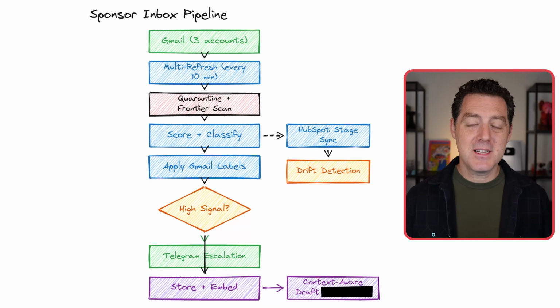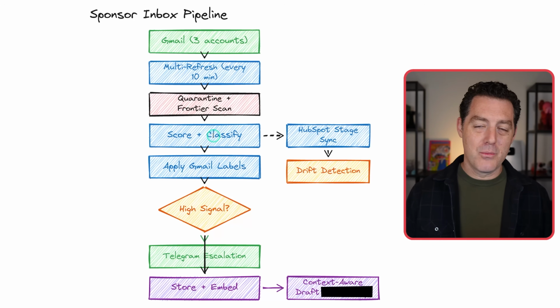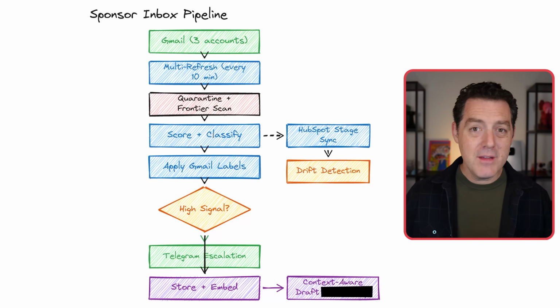Once all of that is done and it has a high confidence that there is nothing malicious in that email, then we score and classify it. It reads the email, looks at previous emails in our database from that same person, looks at the rubric, puts it all together and comes up with a single score. Then, if necessary, we update the HubSpot stage and we sync it.